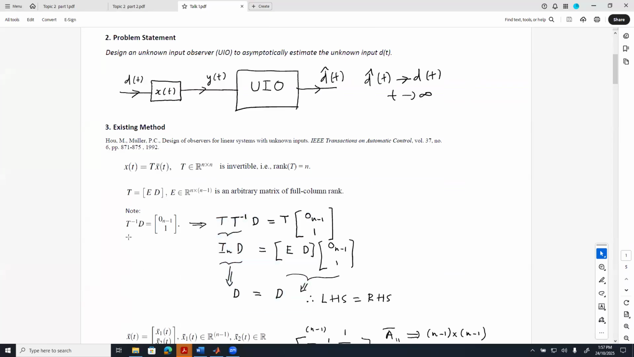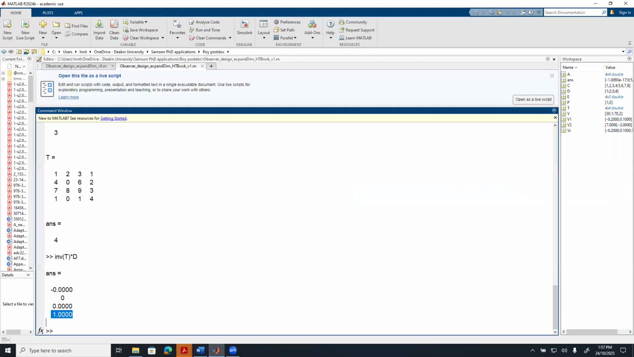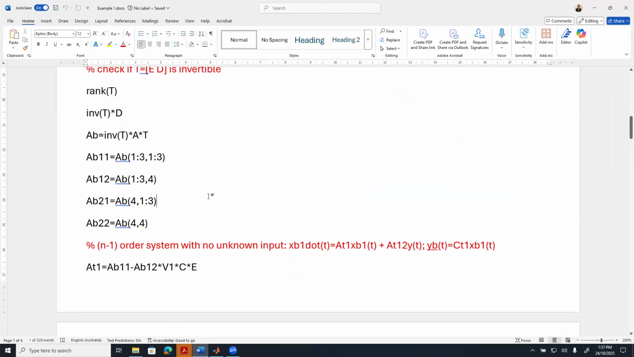That is the special structure of the inverse of T times D, as long as matrix T is chosen according to this selection. Okay, right. So we have done the decomposition. We have done the inverse of matrix T. We obtain matrix A bar, and then we partition and we obtain all the sub-matrices.